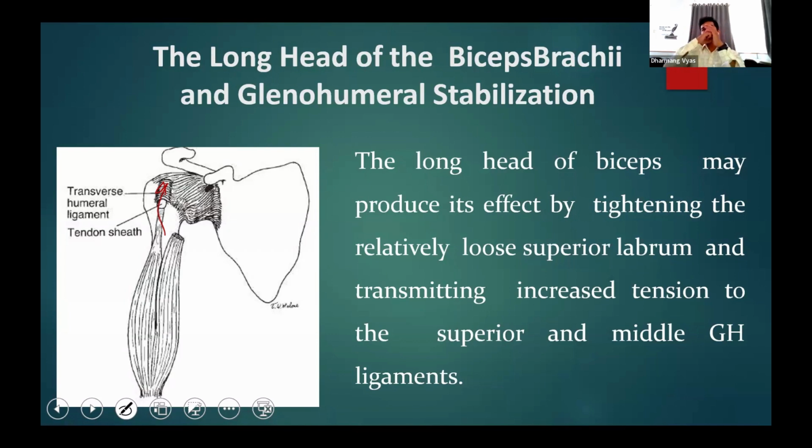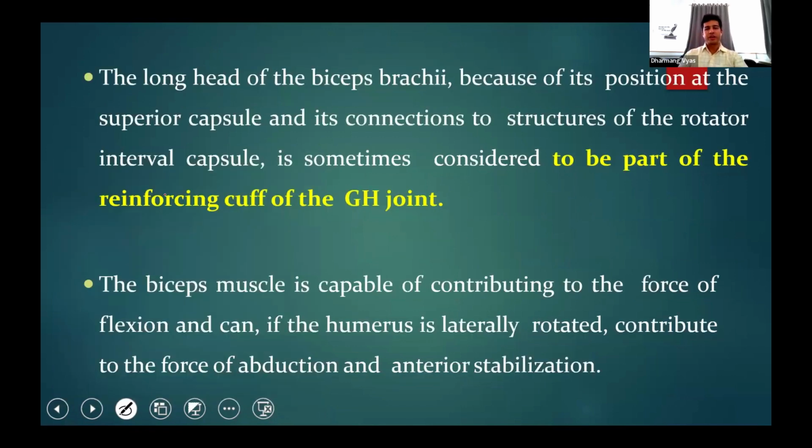And that is why in cases where you have anterior dislocation, you may have an injury to the labrum along with injury to the long head of the biceps. The long head of biceps brachii, because of its position at the superior capsule and its connections to the structure of the rotator cuff interval capsule, is sometimes considered to be a part of the reinforcing cuff of the glenohumeral joint. The biceps muscle is capable of contributing to the force of flexion and can, if the humerus is laterally rotated, contribute to the force of abduction and anterior stabilization. The biceps may not only do flexion of the humerus, but if you laterally rotate the shoulder, it can help in abduction and provide anterior stabilization as well.